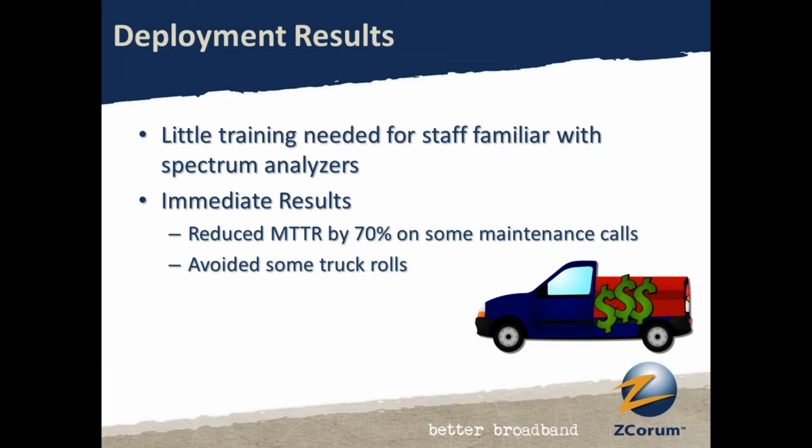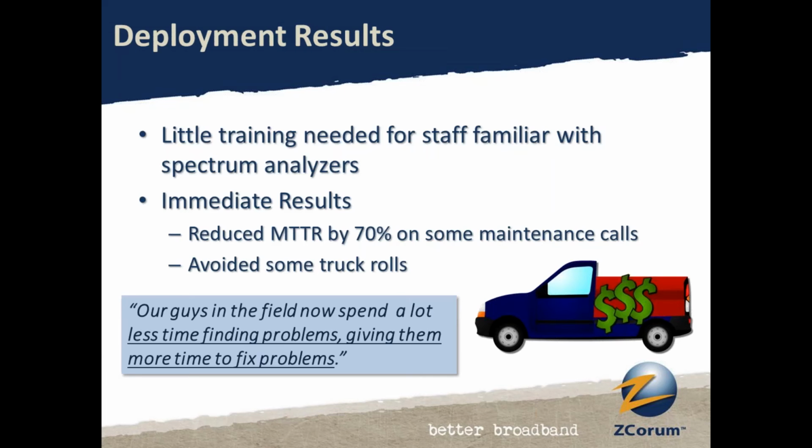And not only was it easy to train the guys, but they saw immediate results because, again, the guys were able to get up and running quickly. So they actually found that they were saving on some maintenance calls like 70% on mean time to repair, and they were able to avoid some truck rolls by having access to this data remotely. In fact, kind of the bottom line statement that they said to me was that their guys in the field are spending a lot less time finding problems, which is giving them more time to fix problems. So that's the big time savings there. That 70% number is tremendous in mean time to repair.